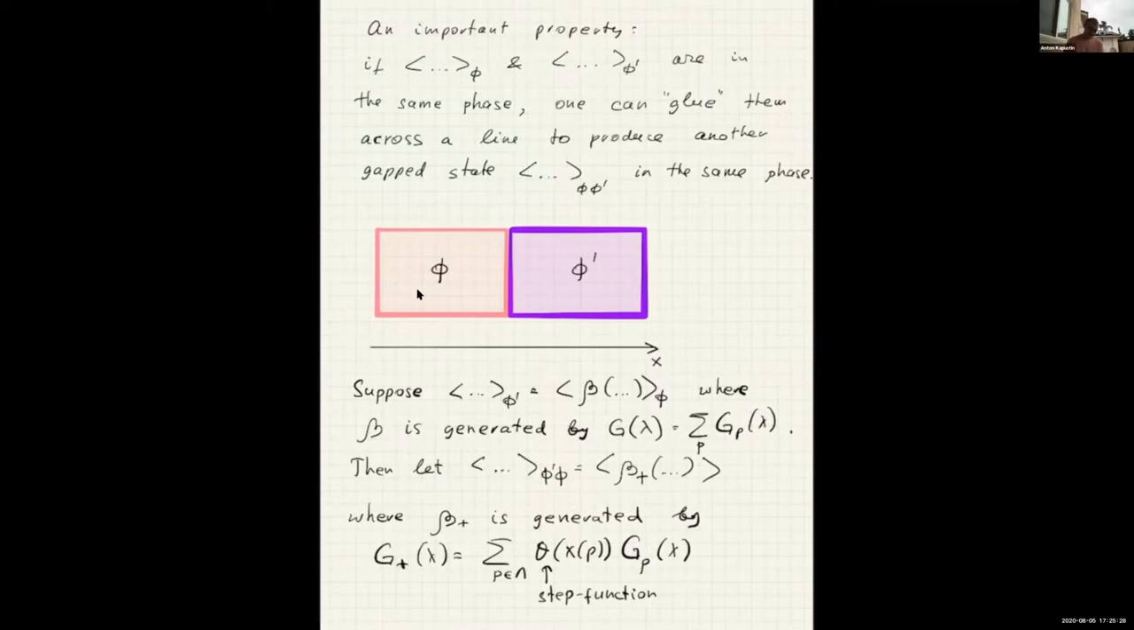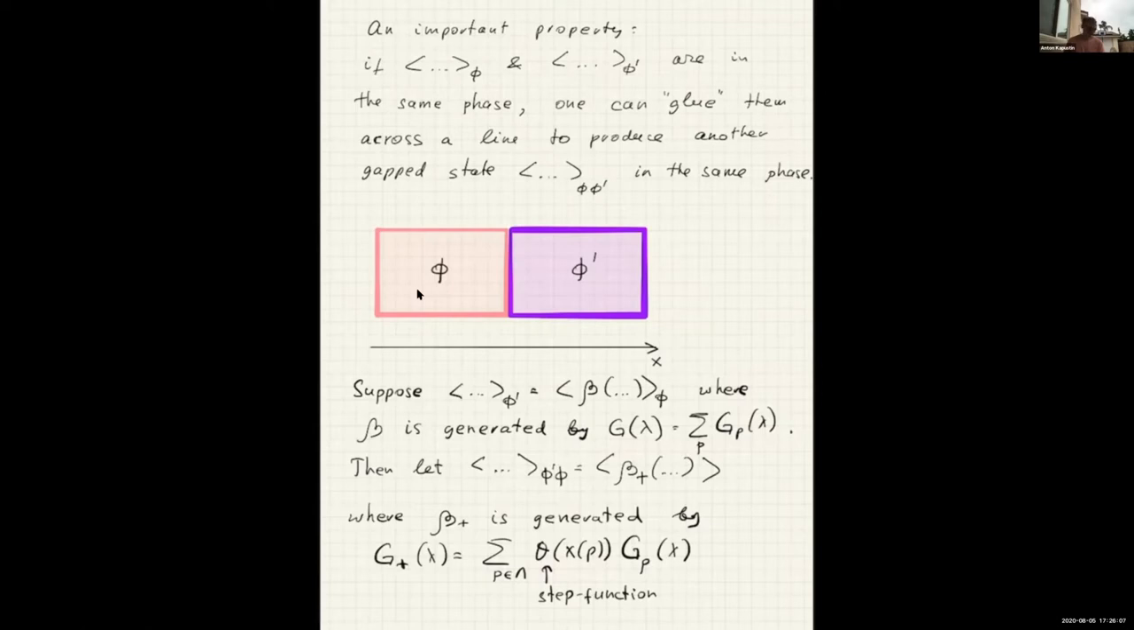Namely, suppose you have these two states, I call them phi and phi prime. Suppose they're in the same phase, that is, you can obtain this one on the whole plane from this one on the whole plane by evolving for finite time with some local Hamiltonian. Well, let's call this Hamiltonian G. So I glue as follows. I just modify this G by multiplying each term by a step function in the x direction. In other words, when x is bigger than zero, then my Hamiltonian is the same as before. When it's less than zero, then it's just zero.